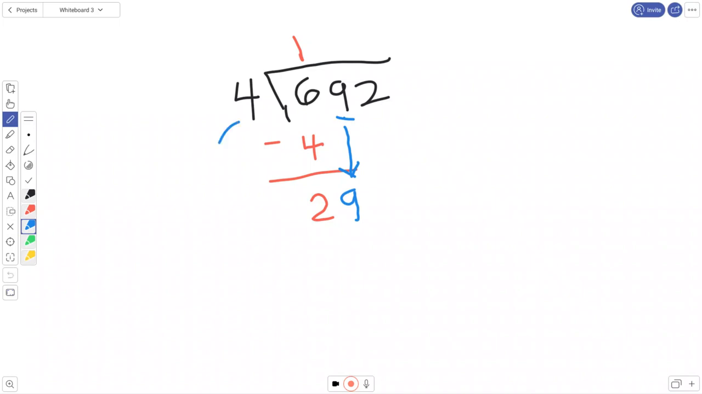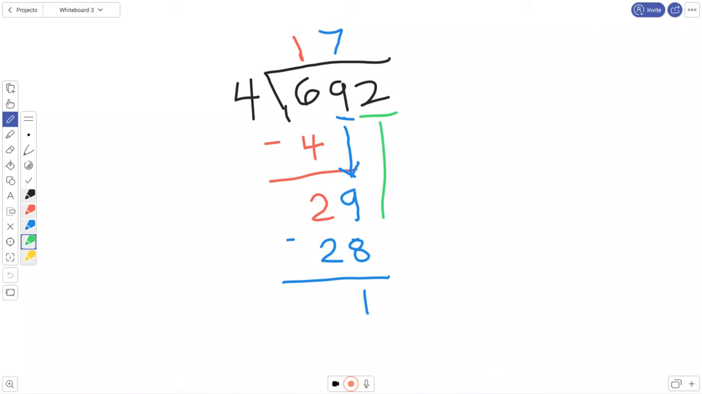I think, how many times can I take 4 to get into 29? Or how close can I get to 29 before I go over? If I think about it, I know that 4 times 7 is going to get me 28. That's as close as I can get. So I put the 7 up there. 4 times 7 equals 28. Put that down there. Then I subtract. 9 minus 8 is 1. 2 minus 2 is 0, so I'm going to leave that spot. All right, we still have more digits to do.